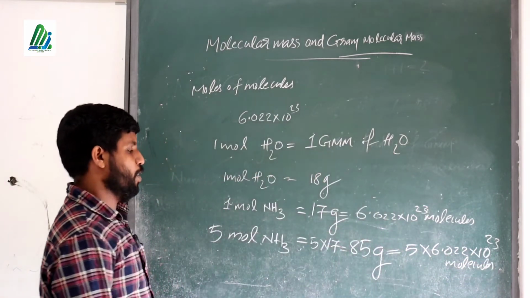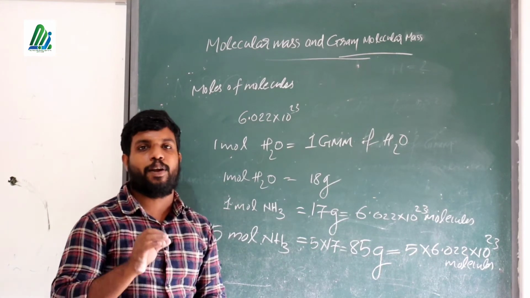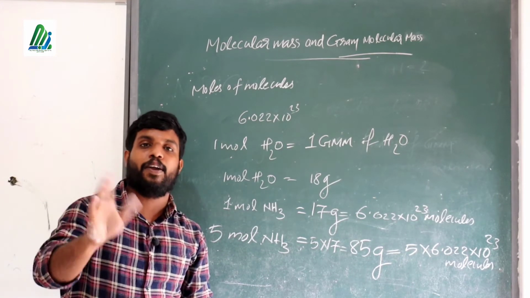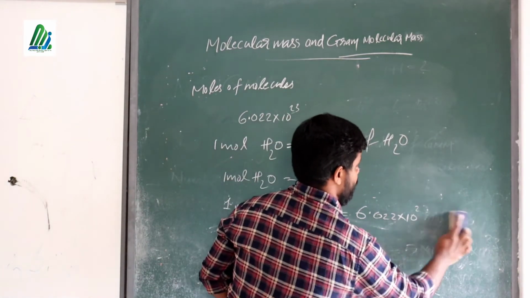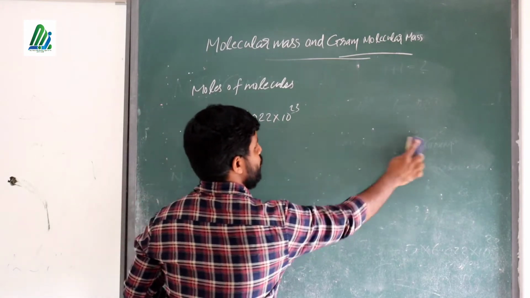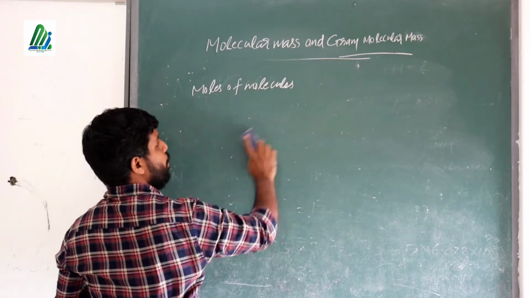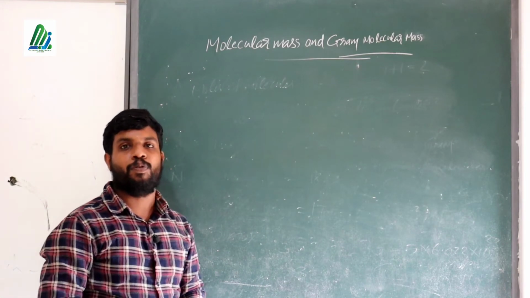So this is the calculation. 1 mole contains how many molecules? 1 mole contains Avogadro number of molecules. So 5 mole contain 5 into Avogadro number of molecules in the substance. Okay, this is the concept. It is very easy to find.